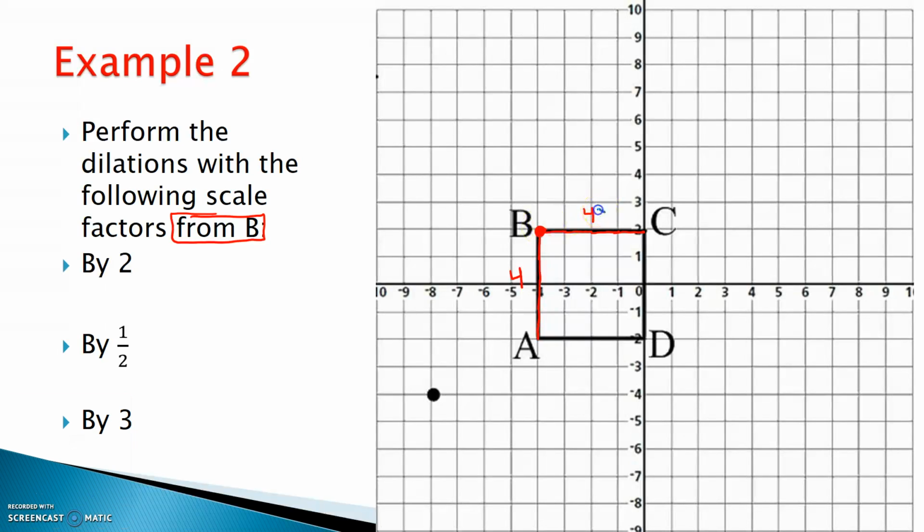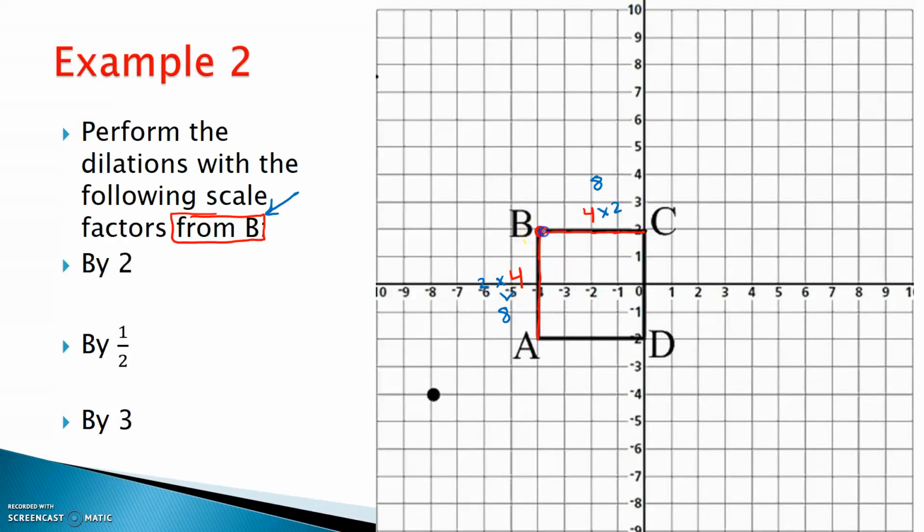to that B. So let me multiply by 2 here, and of course, we get a total of 8. And I multiply by 2 here, and I also get a total of 8. But how far do I go? Does that mean I just create an 8 by 8 and put it anywhere? No. Again, go back to it, it's anchored at B. It's from B. I have to perform that dilation.